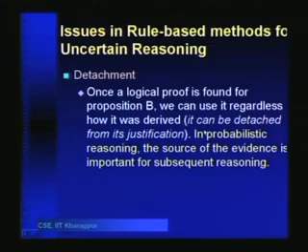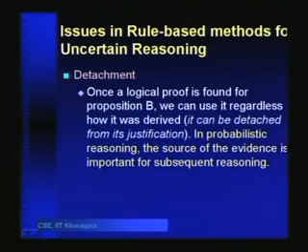So, if we have A implies B and then somehow we have been able to deduce B, then we do not care how we deduced B, we can just use the fact B in other rules for further deduction, right. But in probabilistic reasoning, the source of the evidence is important for subsequent reasoning. Again, I will explain why this is so. We will see cases where we have to remember what was the source of the evidence which led to the deduction of a particular fact.